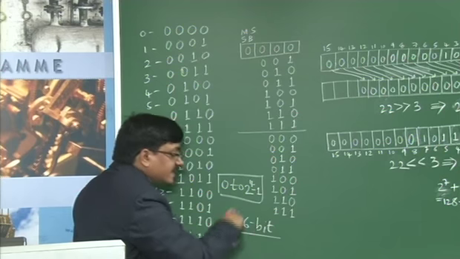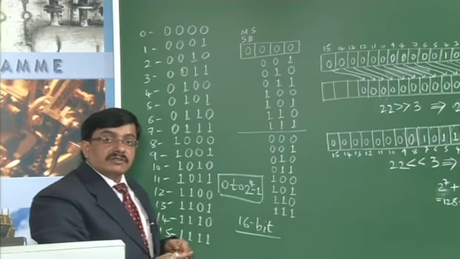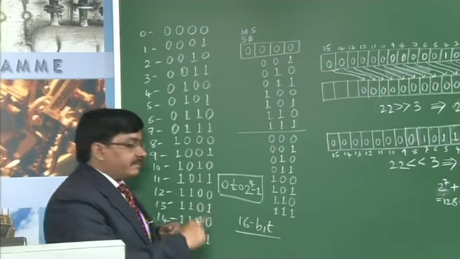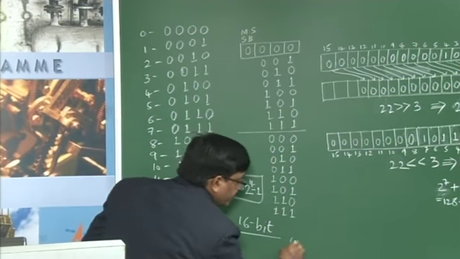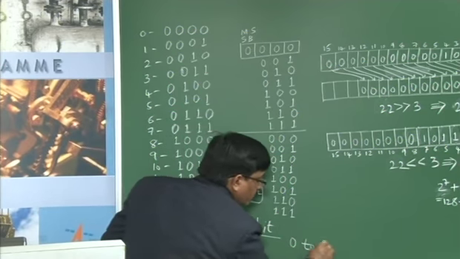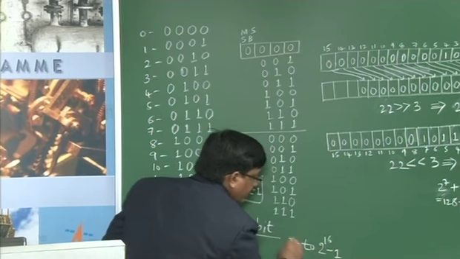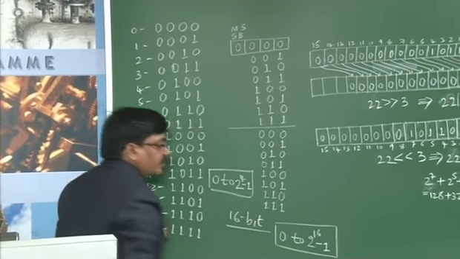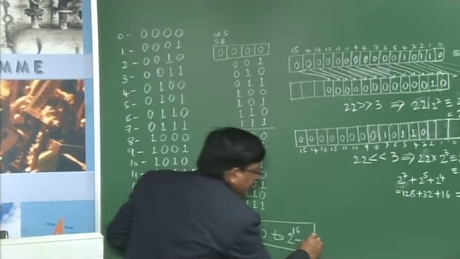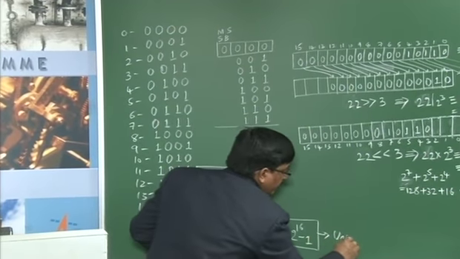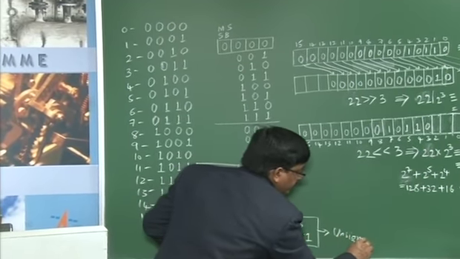Now if I am using a 16-bit machine, then the size of the integer will be 2 bytes, which means 16 bits. In that case, the range of the integer values will be 0 to 2 power 16 minus 1. This is in the case of unsigned numbers. All of them are positive numbers.